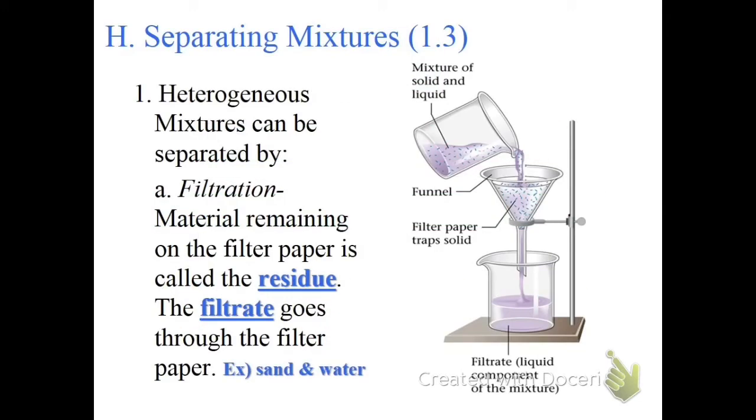The next thing I want to talk about is separating mixtures. So one thing I mentioned is that pure substances can't be separated, but mixtures can be. So one way to separate is through a process called filtration. The stuff that stays behind is called the residue. The stuff that goes through is called the filtrate. For example, sand and water. The water would be the filtrate, the sand would be the residue.